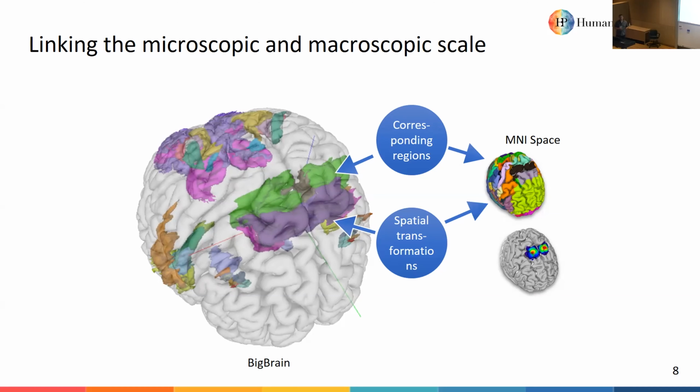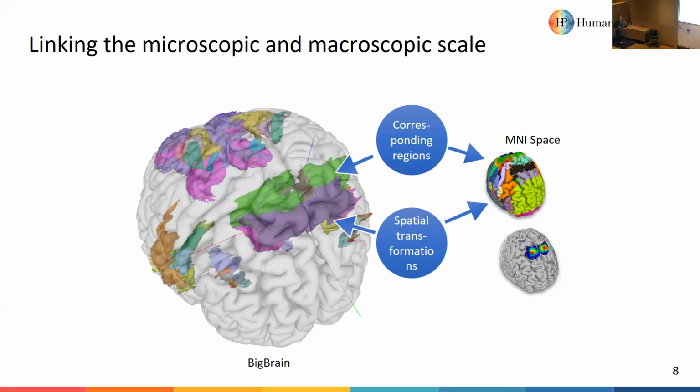So we have already heard about the different scalings. And we would like to bridge between the microscopic and the macroscopic scale. One thing which is already implemented in the EBRAINS infrastructure is the linking between the high-resolution BigBrain model and the classical reference spaces like MNI Colin27 or ICBM152.